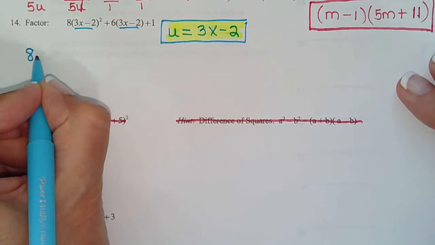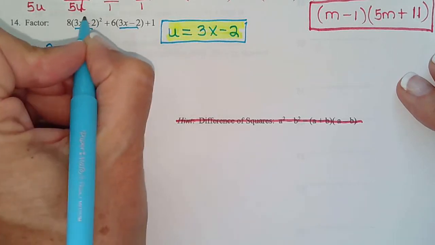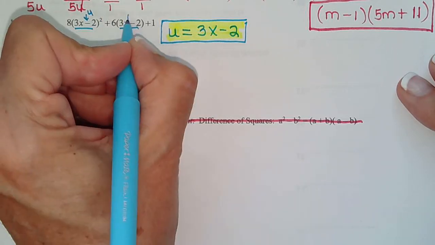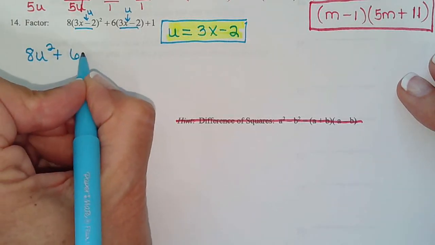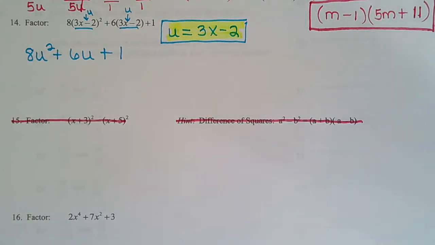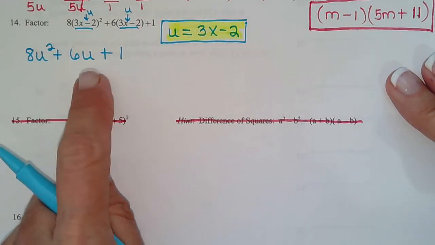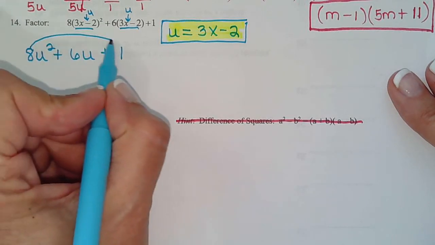So this would be 8u squared. Let's just put the u there just so we know. Plus 6u plus 1. So 8u squared plus 6u plus 1. And I think we did this one earlier. I remember this one. No GCF. So we're ready for AC.